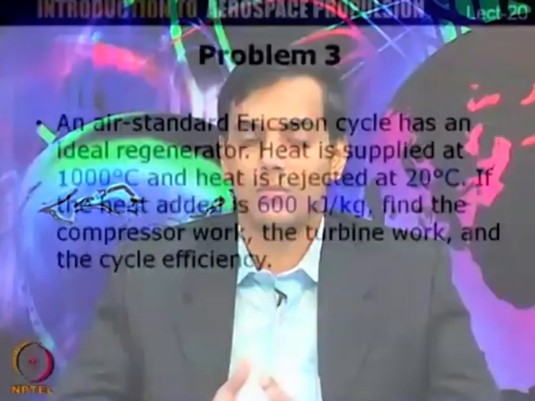And from the net work output, we also calculate the efficiency, which is W net by Q in. And once we calculate efficiency, we can also calculate mean effective pressure, which is W net by the displacement volume. So, this was the second problem, which was on a diesel cycle. The first problem we solved was an ideal Otto cycle, the second problem was on a diesel cycle. So, let us take a look at the third problem.